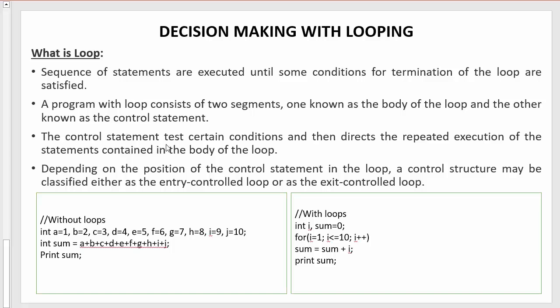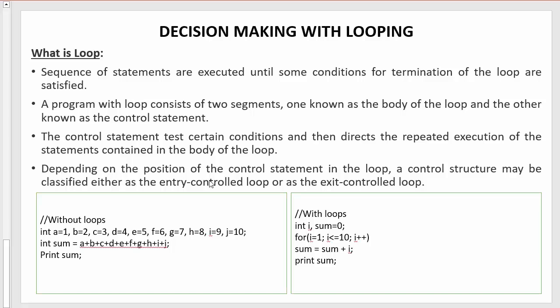Next point is the control statement tests certain conditions and then directs the repeated execution of the statements contained in the body of the loop. What this means is the control statement tests certain conditions. If that condition gets satisfied, then the control will come inside the body of the loop where there will be some set of statements, and since the condition is satisfied, those statements present under the body get executed for a specific number of times.